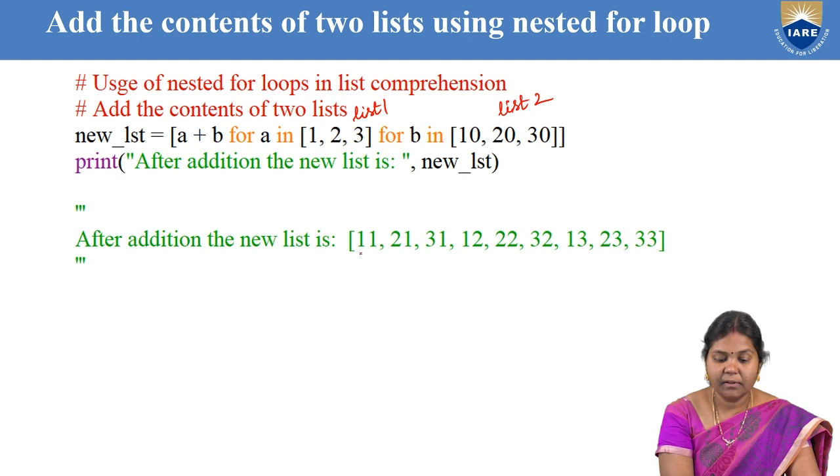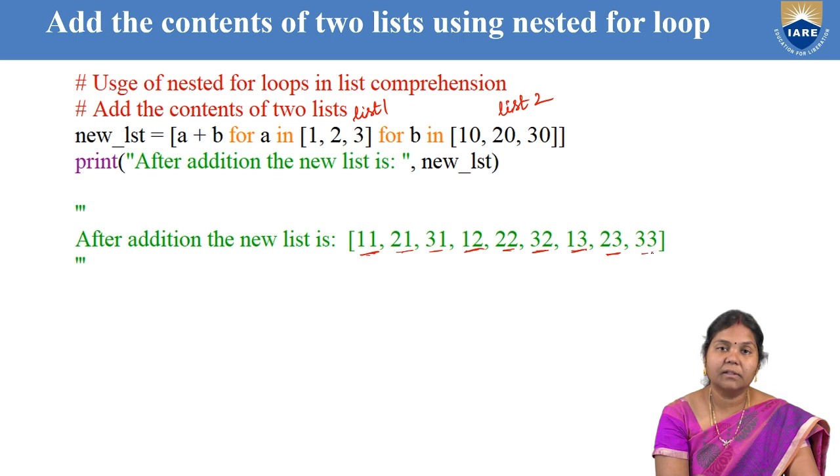You can see here that every item, 1 is added with 10, 20, 30, so 11, 21 and 31. 2 is added, so 12, 22 and 32. Then 3 is added, 13, 23 and 33. This way, the contents are added. This is called the loop within loop concept in list comprehension.